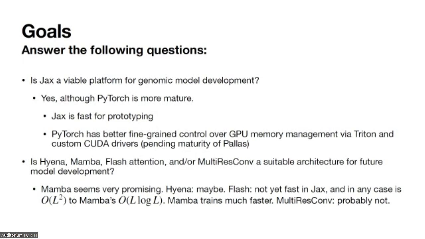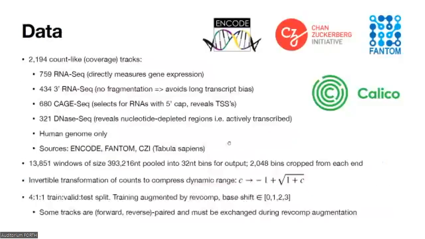And then as for these different architectural innovations, big claims have been made about them. There's a lot of excitement about Mamba. I would say that Mamba does deliver on that, and I'll show some results on that. Hyena, less so. For the applications that I've looked at, it does pretty well, but it's not as good as Mamba. The flash attention working in JAX didn't really deliver the same sorts of gains as the custom PyTorch CUDA drivers have done. Multi-resconv, which is a wavelet-based approach, does not really work as well. I'll talk a bit about that.